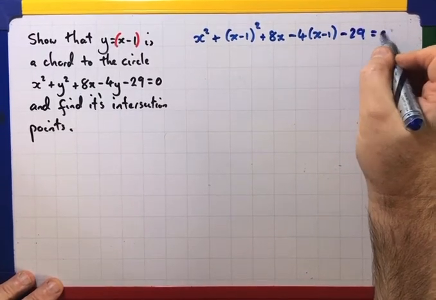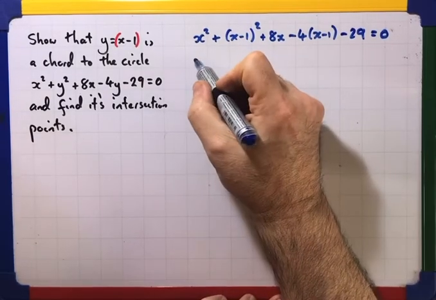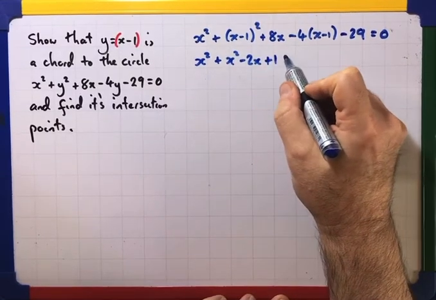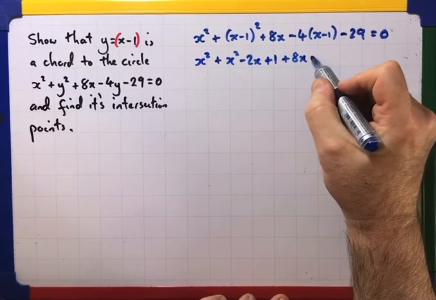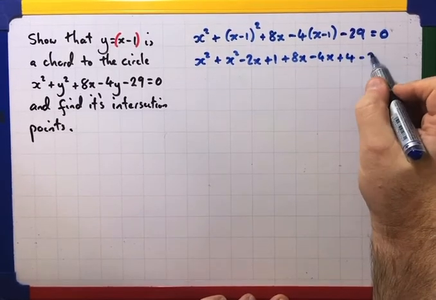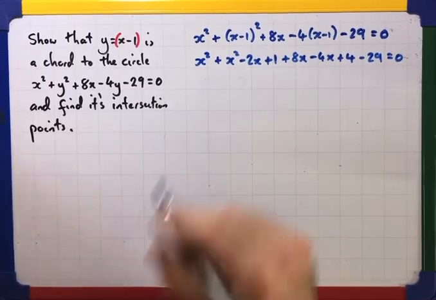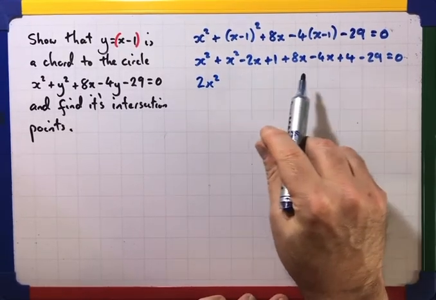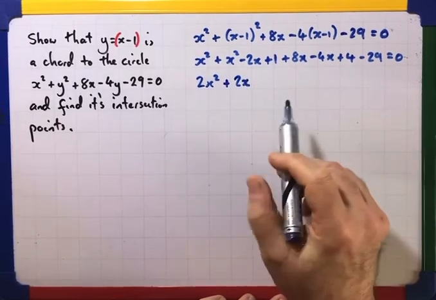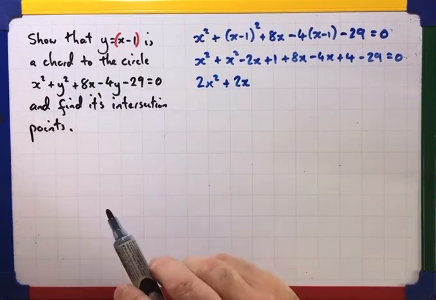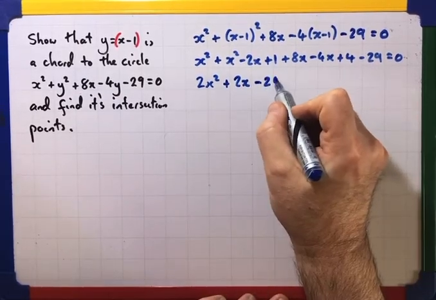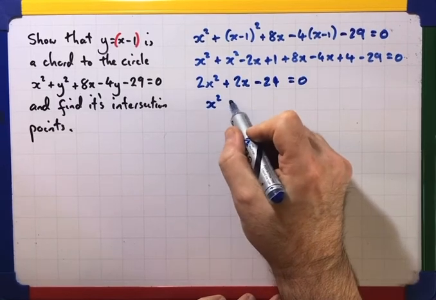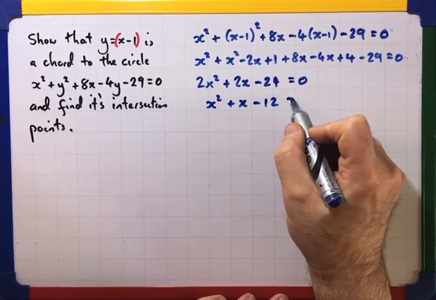minus 29 equals 0. Again, we'll multiply out, so we've got x squared plus x squared minus 2x plus 1 plus 8x minus 4x plus 4 minus 29 equals 0. Tidying up, we've got 2x squared minus 2 minus 4, so plus 2x. That's 5. Take away 29 is minus 24, equals 0. Divide everything by 2. You've got x squared plus x minus 12 equals 0.